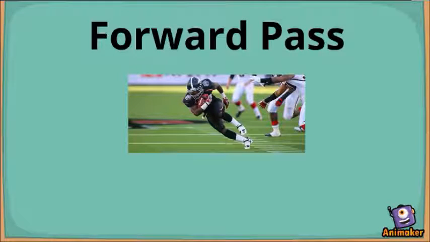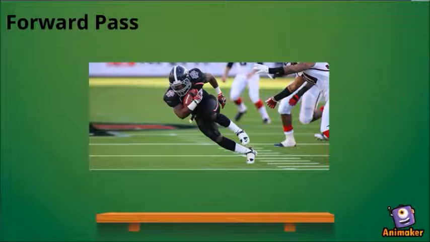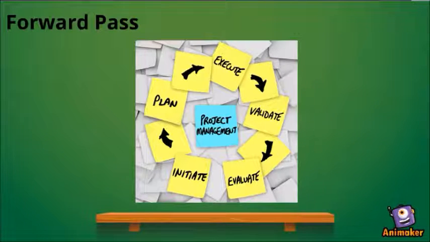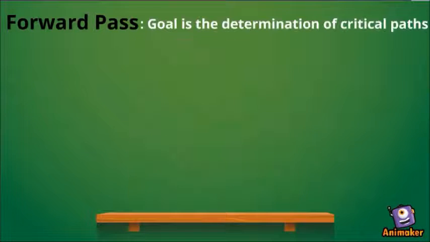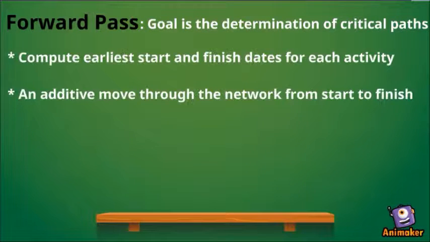Basically, the term forward pass came from the American football game. Forward pass in football is the quickest way for the quarterback to advance the ball down the field. In project management, the forward pass is the quickest way for the project manager to advance the project along its planned schedule. The goal is the determination of critical paths. It's used to compute earliest start and finish dates for each activity. It is an additive move through the network from start to finish.